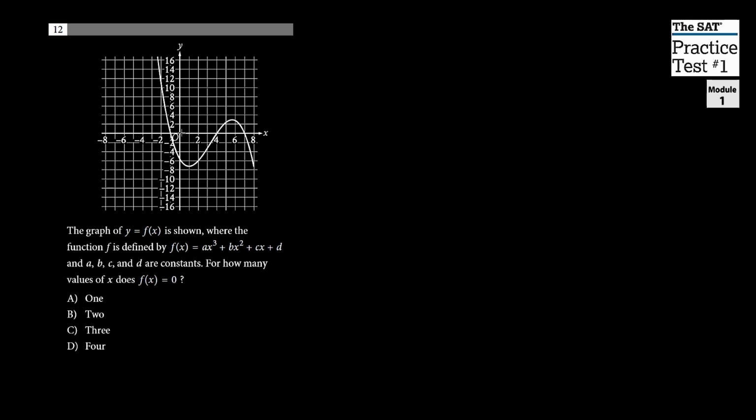Well, if the function is 0, it means it's crossing the x-axis. Where does this one cross? Well, it crosses here, and it crosses here, and it crosses here. So there are 3 values of x where the function f(x) is 0. So option C is the correct answer.